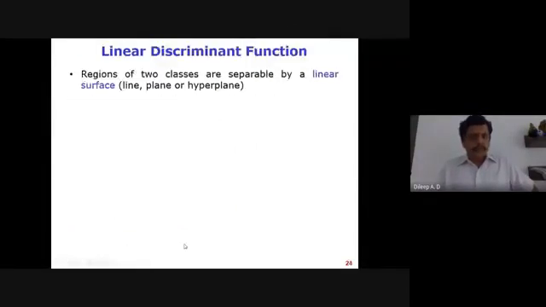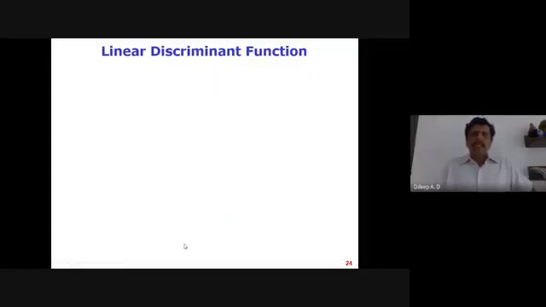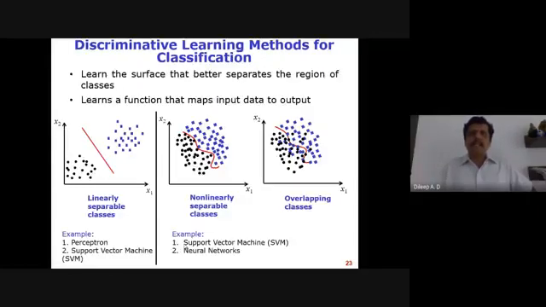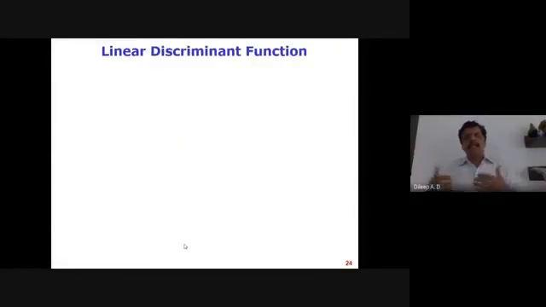What is important here is that the support vector machine predominantly learns the linear discriminant function. I'll give a few seconds' pause here to clarify certain things.